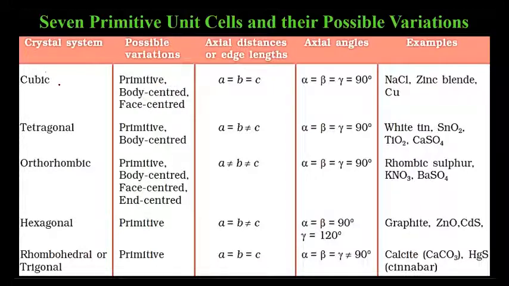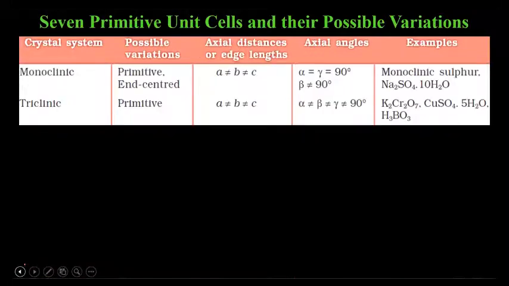So in cubic, tetragonal, orthorhombic, hexagonal, rhombohedral or trigonal, same thing. And then monoclinic and triclinic. The names you will have to memorize. You don't need to go into details. Obviously, a little bit detail I'll go into.